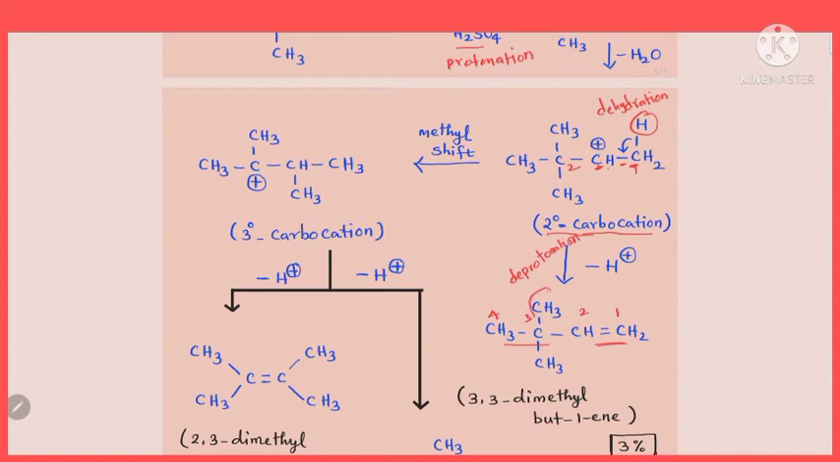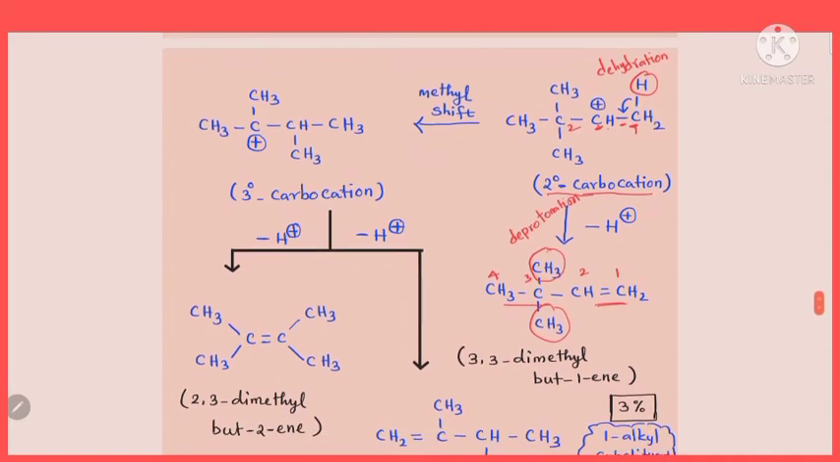Then these two are considered as substituents, two methyl groups at the third carbon: 3,3-dimethylbut-1-ene. Okay, right. So this is the alkene we get by direct deprotonation of the secondary carbocation, isn't it? And there is another possibility. The secondary carbocation can be converted into a tertiary carbocation by shifting of a methyl group from the adjacent carbon. This is what we call a methyl shift.